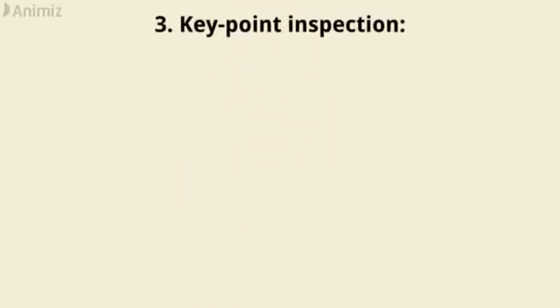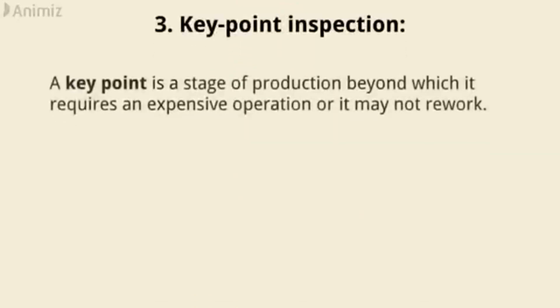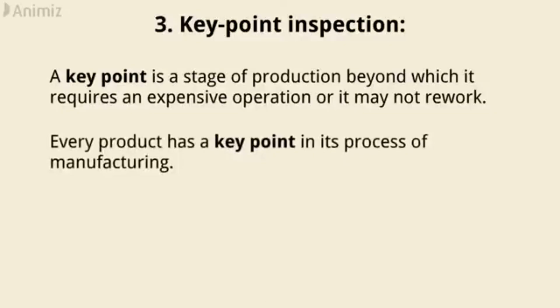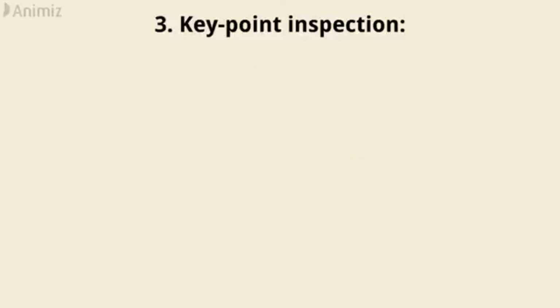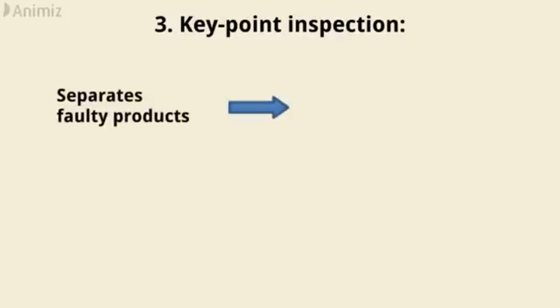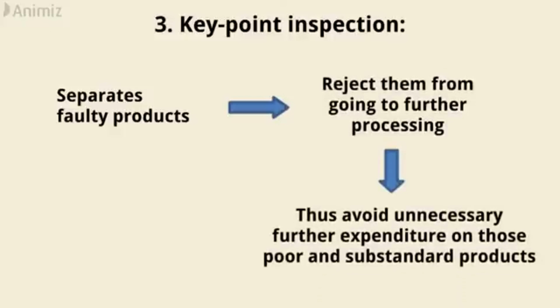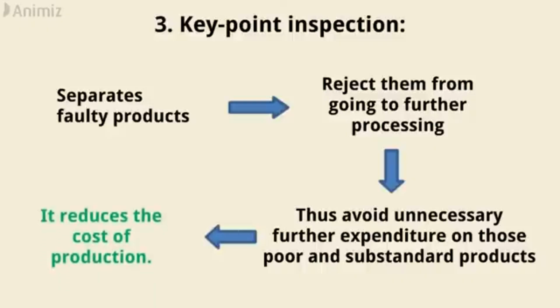3. Key point inspection. A key point is a stage of production beyond which it requires an expensive operation, or it may not be reworkable. Every product has a key point in its process of manufacturing. Inspection at the key point separates faulty products and rejects them from going to further processing. Thus it avoids unnecessary further expenditure on those poor and substandard products. It reduces the cost of production.